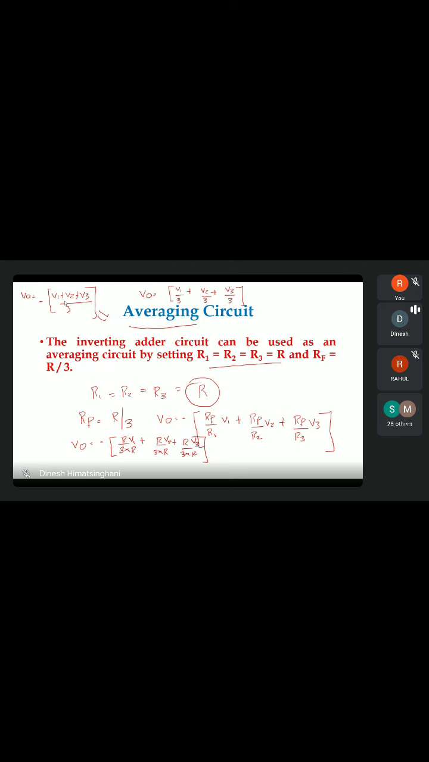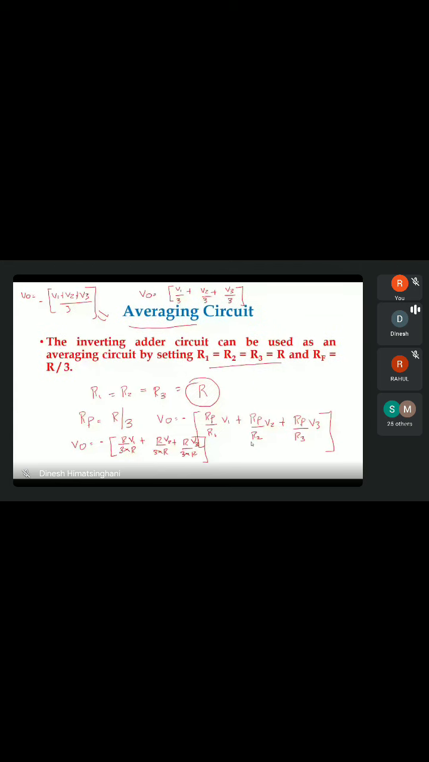Okay, so R1 equal to R2 equal to R3 is R. RF is R by 3. So this is the answer that you get. RF is R by 3. So this is what you get. V0 is this equation. Any questions on how you make it an averaging circuit?